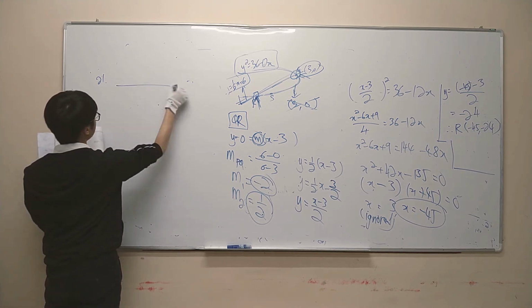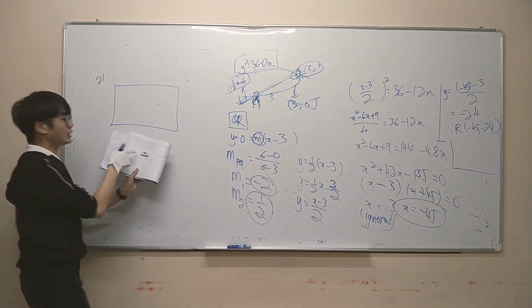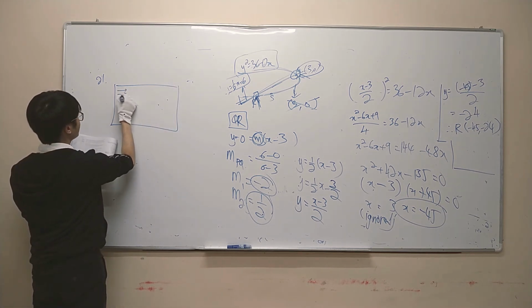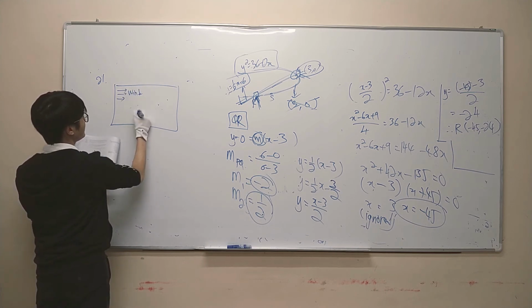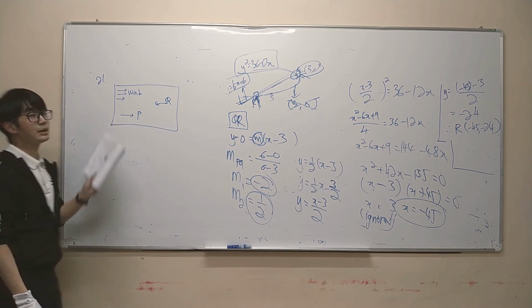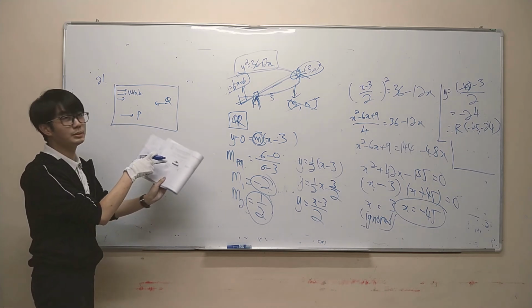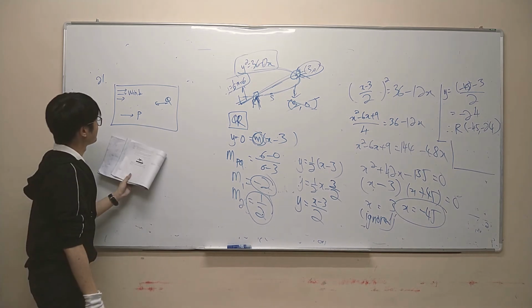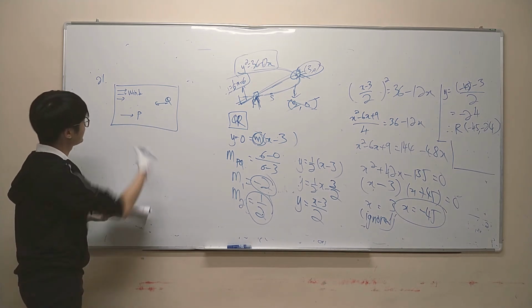Okay, I will roughly draw the diagram lah. I cannot draw like that lah. Okay, I'm not Picasso, okay? So I will just draw something like this, wind, and then P, and then Q. Okay, this is my version. So this is my diagram.